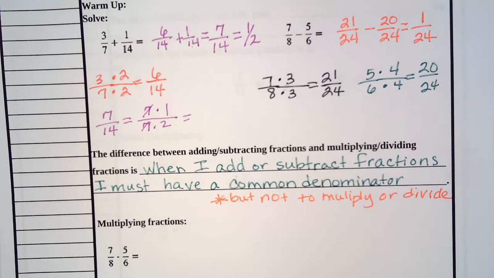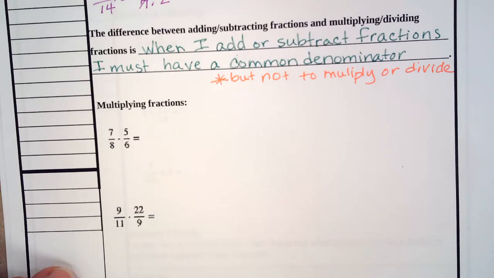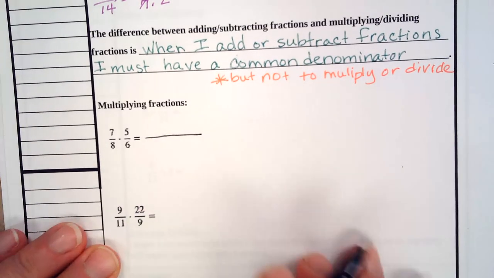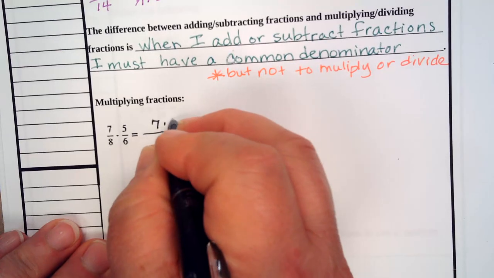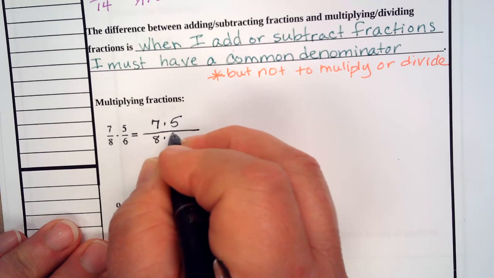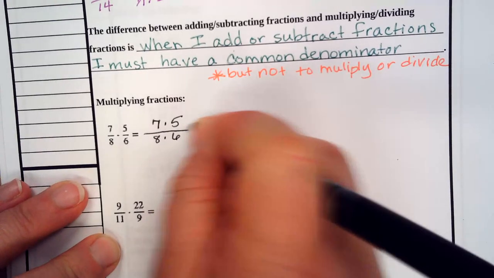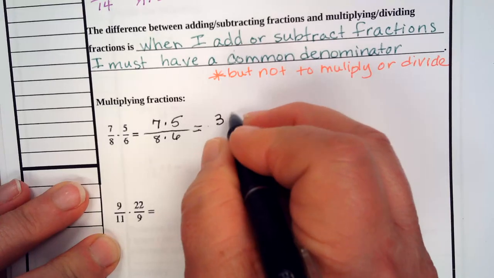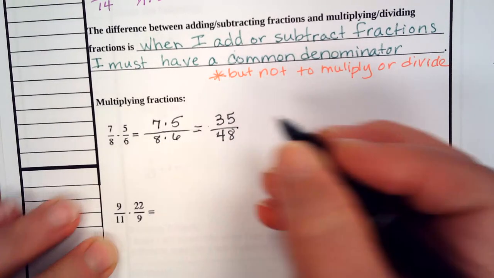Okay, so we are multiplying these fractions. When you multiply fractions, you multiply straight across. 7 times 5 over 8 times 6. 7 times 5 is 35. 8 times 6 is 48.